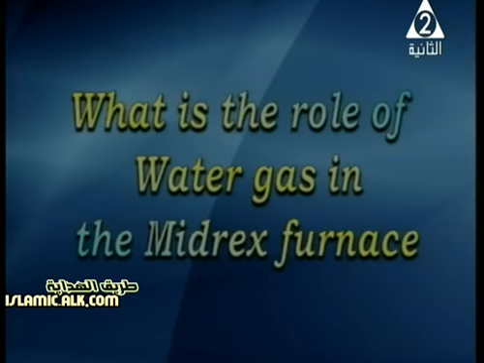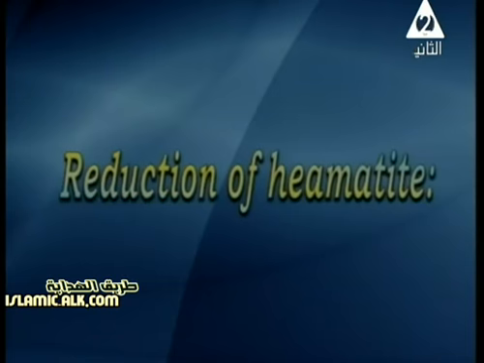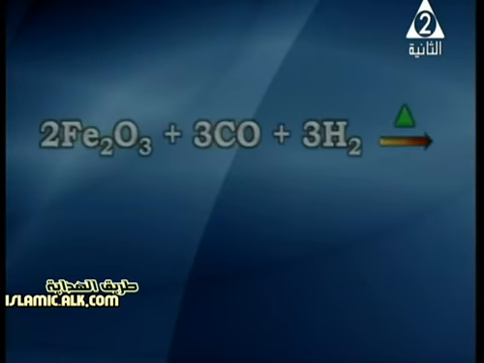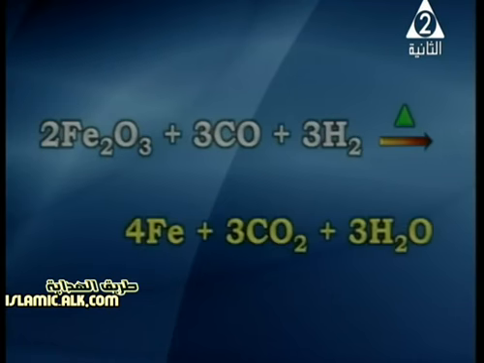Next type of question, my dear student. What is the role of water gas in the blast furnace? It causes reduction of hematite. The screen shows the equation of the reaction: here iron 3 oxide, when it reacts with the mixture of carbon monoxide and hydrogen, which is water gas, is reduced into iron, releasing carbon dioxide gas and water vapor.